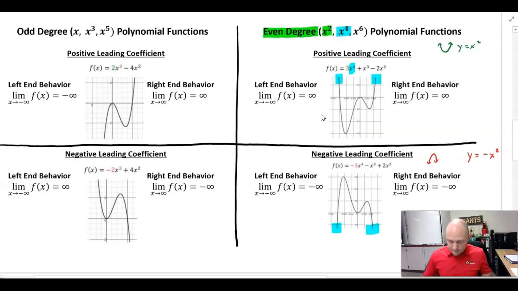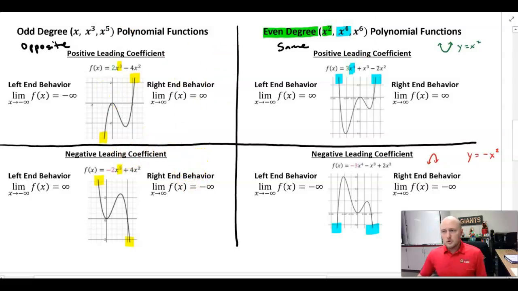Now with odd, I want you to think opposite. The end behaviors are opposite. So notice here I have 2x cubed. My right end behavior is going up and my left end behavior is going down. Well, what happens if I add a negative? Again, that's going to cause a reflection, and my right side goes down and my left side goes up. So think even, I want you to think same: you're going to have the same exact end behavior. Odd, I want you to think opposite: you will have the opposite end behavior.